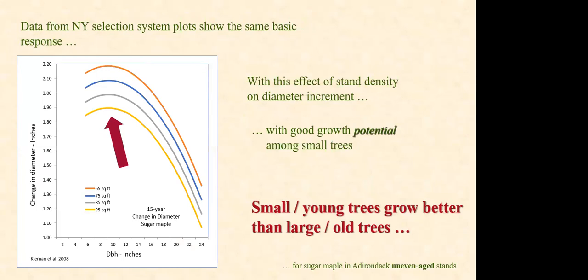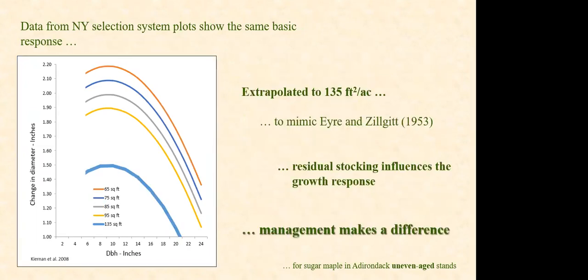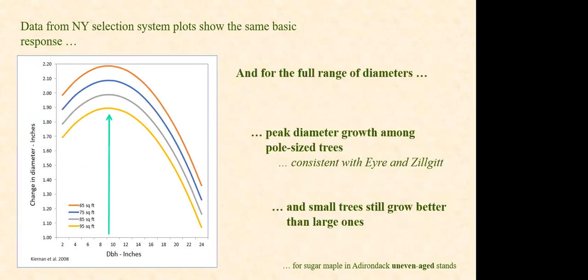That doesn't mean we don't get reasonable growth out of bigger trees, but the small trees have this growth potential, which you can draw out by cutting to a balanced structure and reducing the residual density. For comparison with Aaron Zilgett, I extrapolated to 135 square feet. Now that's the maximum basal area we used to find in old growth stands when we had them. And look what happens: as you reduce residual stocking, you get a great growth response. Management does make a difference in the rate that trees grow.